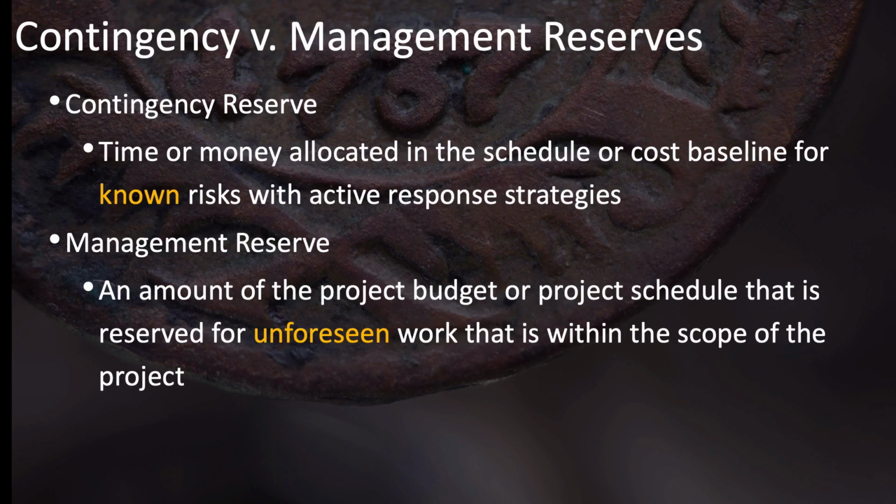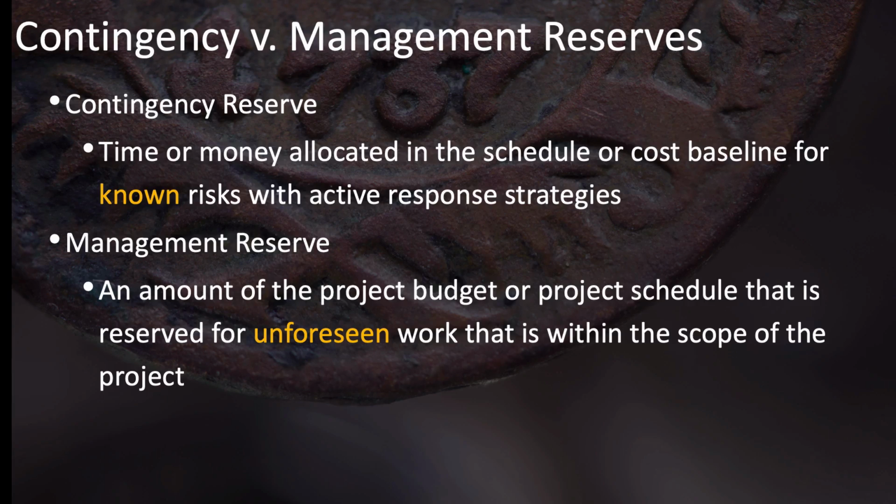As we go through risk planning and risk management, we'll identify several different risks and decide how to respond to those risks. Our response to those risks may include allocating some additional time or money, either as a buffer or for specific activities that we need to do in order to avoid or mitigate those risks. This amount of money or time that we've allocated is what is known as the contingency reserve.